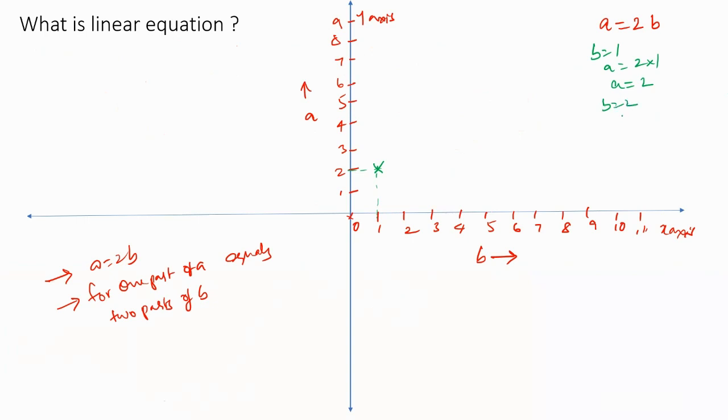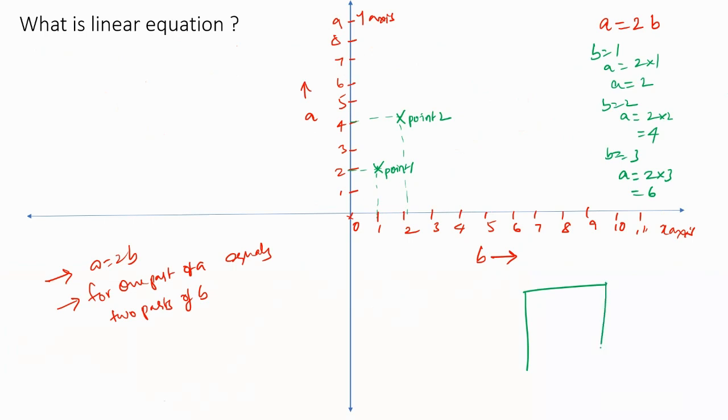Let's say that for b equal to 2, what will be the value of a? a equals 2 cross 2 equals 4. So I'm going to plot again for a value of b of 2, my value of a will be 4. So this is called data point 1. So this is point 1, point 2. The same way, if I plot b equal to 3, my value of a will be 2 cross 3, which is equal to 6.